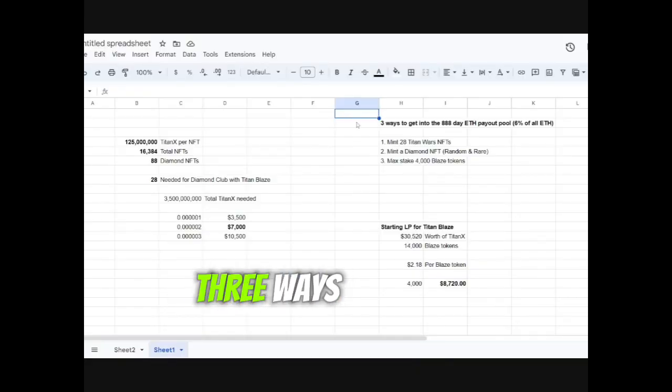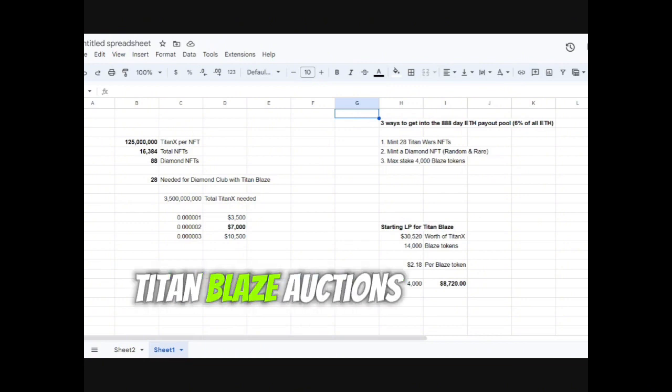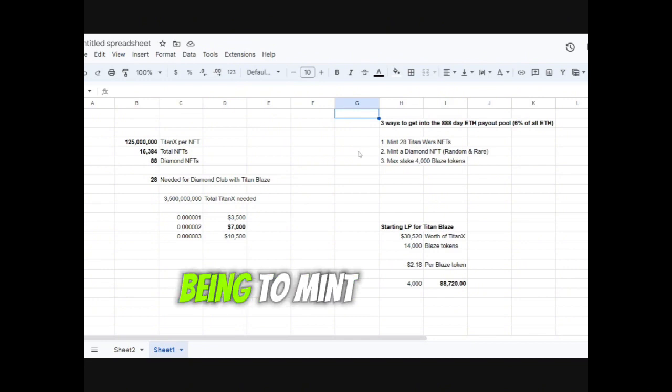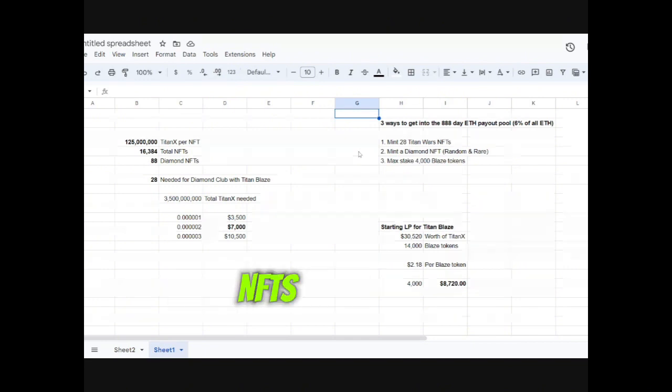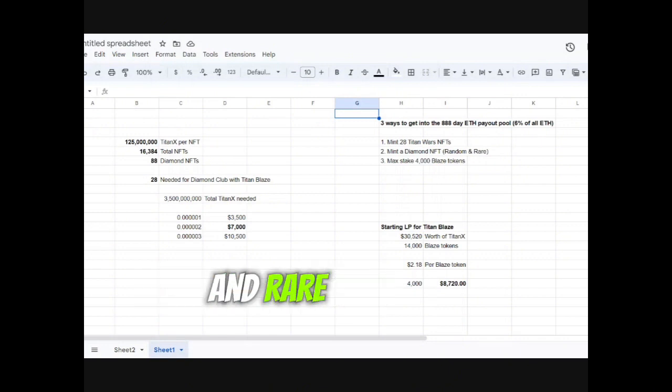Today, I want to go over the three ways to get into the 888-day ETH payout pool, which is 6% of all ETH coming into the Titan Blaze auctions. The first way being to mint 28 Titan Wars NFTs. Second one is to mint a diamond NFT, which are random and rare, or you can buy one of these off the open market. And the third way being max stake 4,000 Blaze tokens.